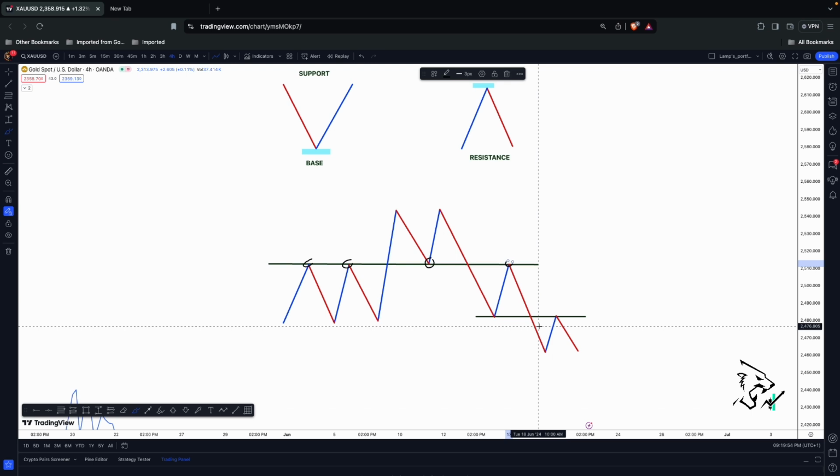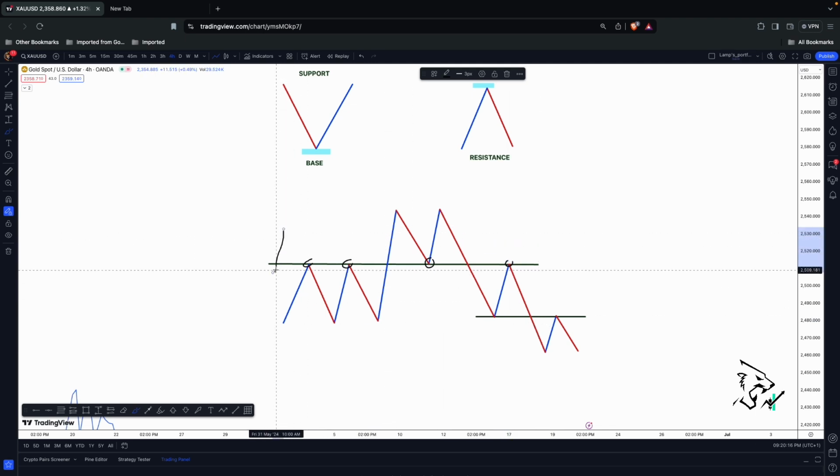So the concept of support and resistance is just that particular area where the market seems not to break above, or seems not to break below. The whole idea of support and resistance is just that baseline or base area where the market seems to not break above or below.